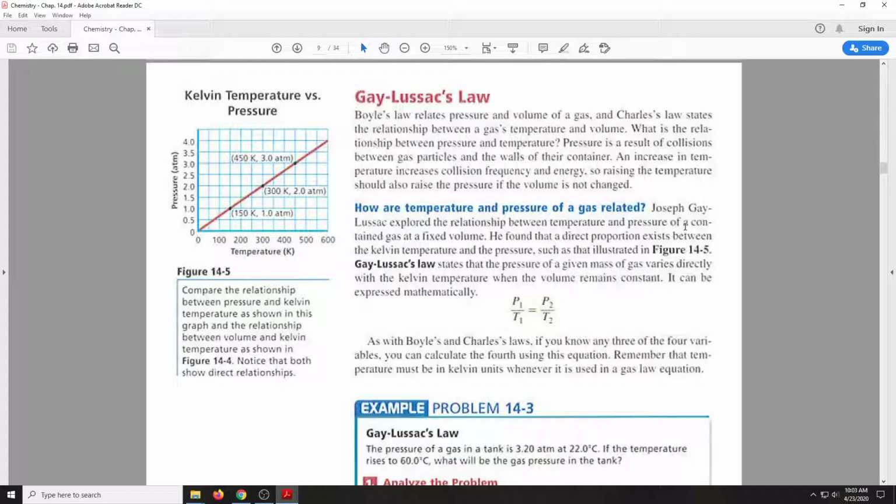And the last of these three gas laws is Gay-Lussac's law. Not as easily seen, I guess. What this law is, it relates pressure and temperature.